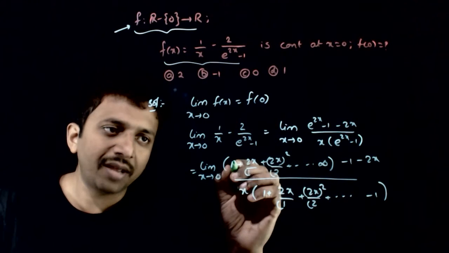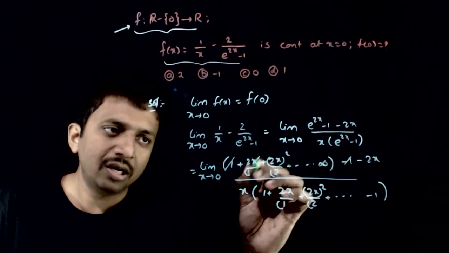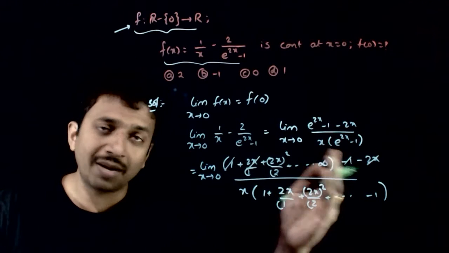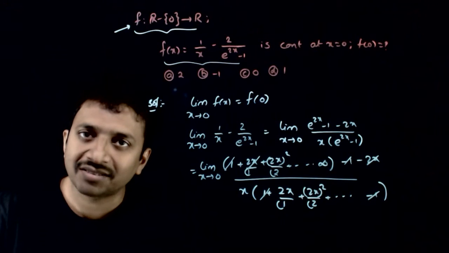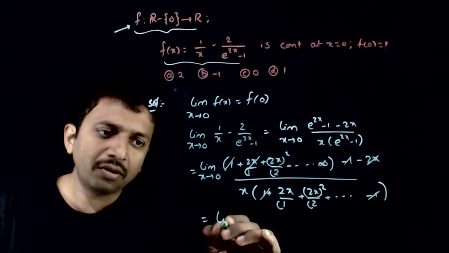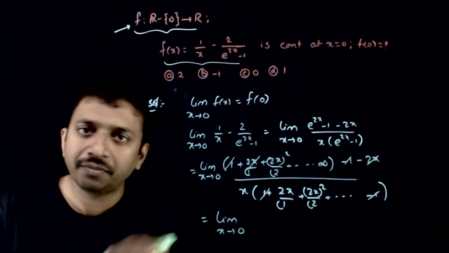In the numerator, as you can see, 1 and 1 get cancelled. 2x/1! is 2x, and minus 2x gets cancelled. And in the denominator, 1 and 1 get cancelled. So what is left out? The limit as x tends to 0.